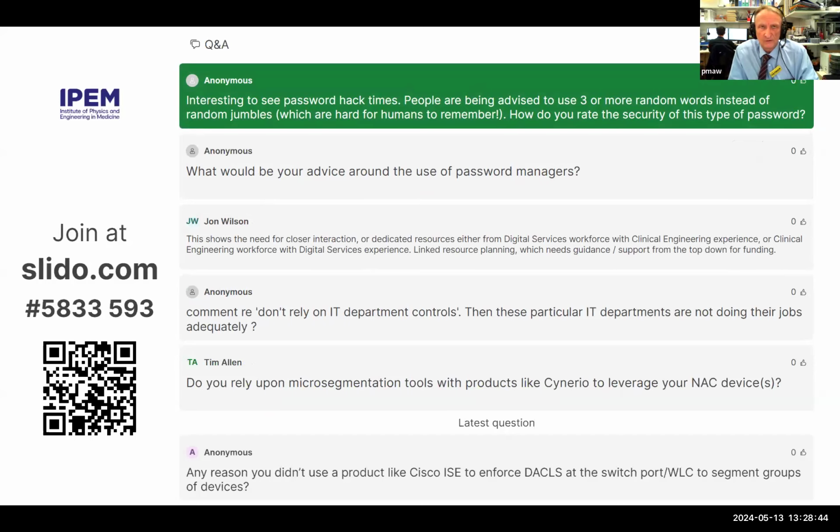The problem is if you do it as a random jumble, your tendency is to write it down somewhere, and as soon as you write it down somewhere, then it becomes less secure. Which I guess leads on to the next issue, the one of password managers.